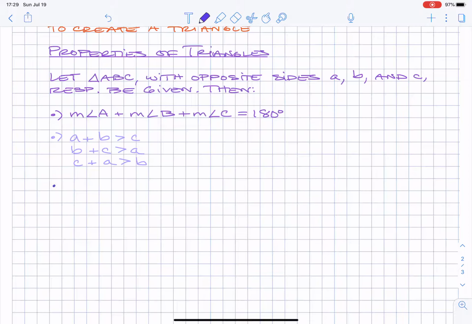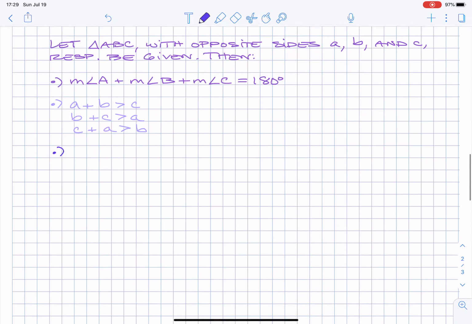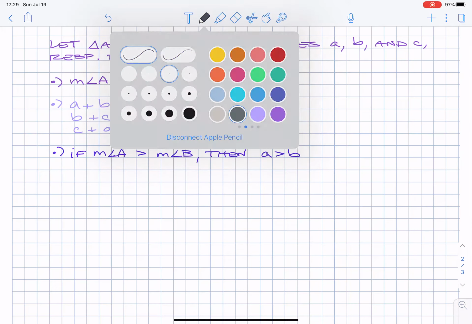Okay, now the third bullet point. If the measure of angle A is larger than the measure of angle B, then their opposite sides share the same relationship. So the length of side A will be larger than the length of side B. Okay, so let's see if that makes sense. Let's take a look.